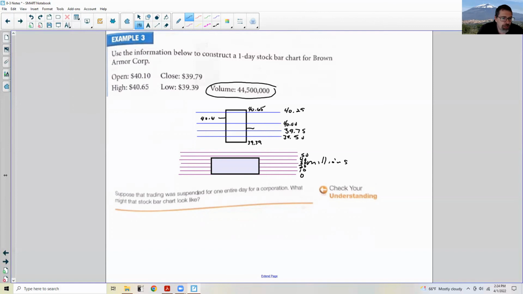So now suppose that trading was suspended for one entire day of a corporation. What might the stock bar chart look like? Well, suspended for a day. That does happen, by the way, if it's really volatile. The last time the stock market suspended trading was back in March or February of 2020. The stock market took a huge dump, and people were getting out of all their stocks, selling like crazy. They were panicking. So they freeze the trading, they suspend the trading to try to prevent another Black Friday that occurred.